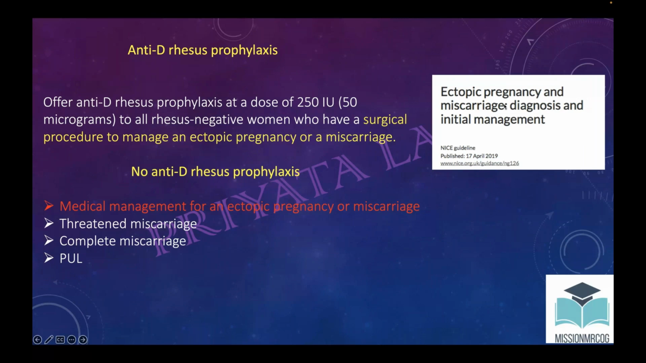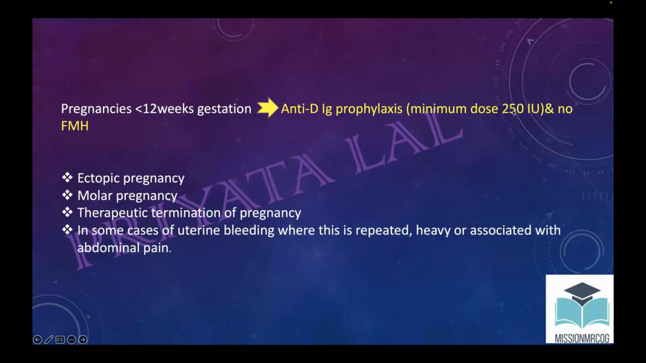Now, less than 20 weeks NTD, what are the events we are giving NTD? What is the dose of NTD? It will be 250 units. And less than 12 weeks, test for feto-maternal hemorrhage is not required. So these are the events where we will give NTD: ectopic, molar, therapeutic termination, and uterine bleeding if it is repeated, heavy, associated with abdominal pain. You may find any question from here, any scenario. Part 2 or part 3 people will get it. And for the part 3 people, even saying one line, you get marks on your safety or applied knowledge domain.